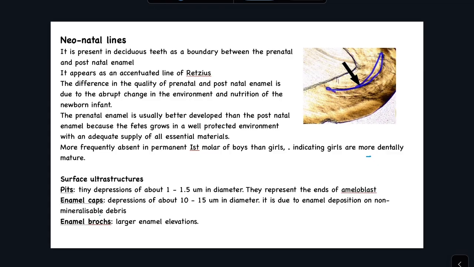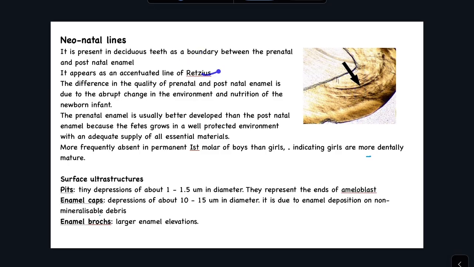So why is there a difference between the prenatal and the postnatal enamel? It is because when the baby is in the womb, the enamel formed is of higher quality, because all the nutrients are supplied, and the fetus is in a very well protected environment. So this high quality enamel is formed, the prenatal enamel. But after the baby is born, there is a compromise on nutrition, and it is not that well protected, so a lower quality enamel is formed. Okay, and this line, the neonatal line, demarcates the area between them. So it distinguishes the prenatal and the postnatal enamel.